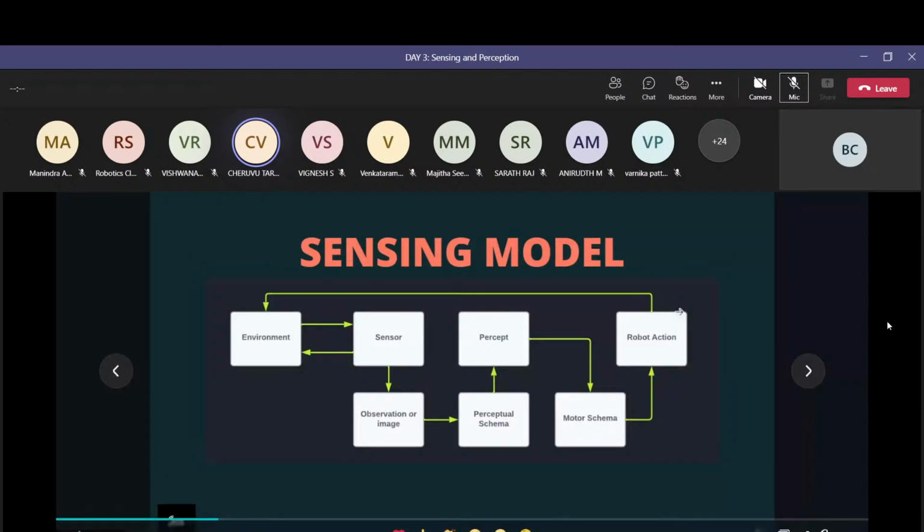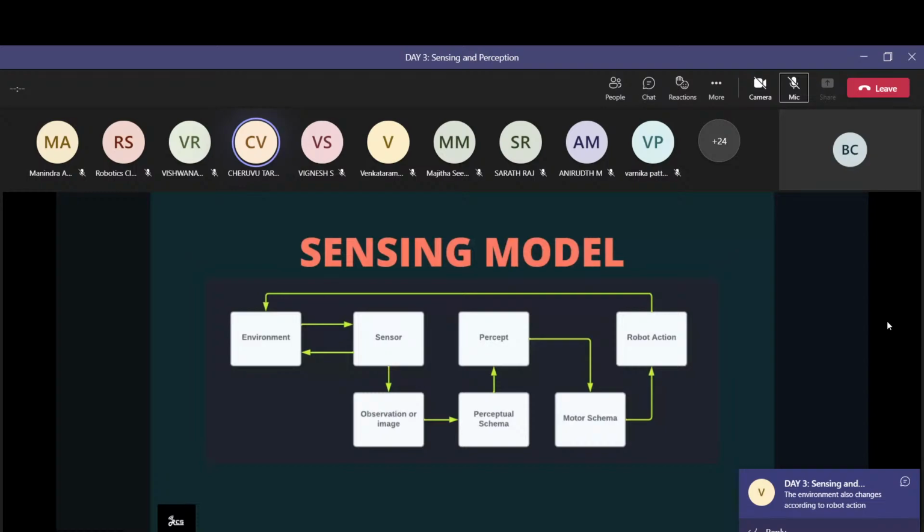Guys, any idea why the environment appears again? It starts from the environment and ends with the environment. So why does it start with the environment? Why does a sensing model start with the environment and end with an environment? Any idea, guys? A basic logic.